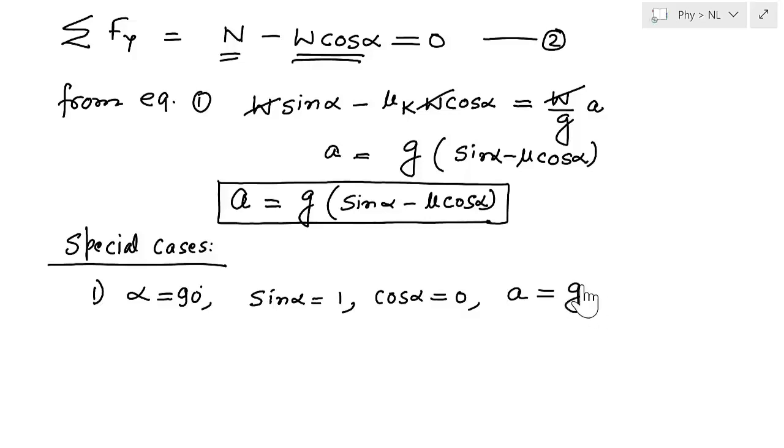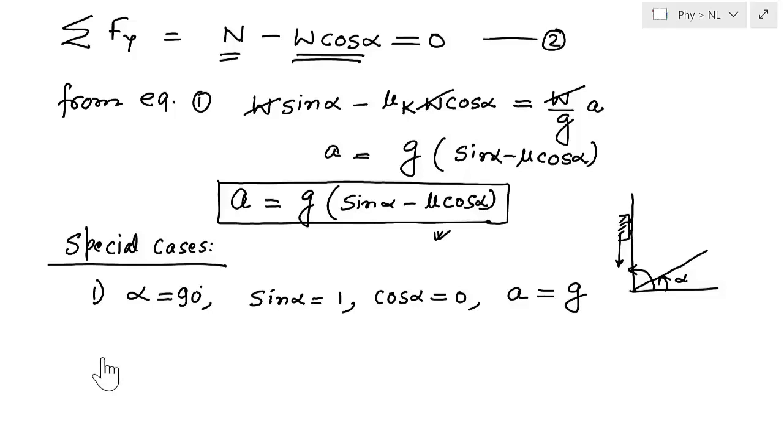And that makes sense, because what will happen in that case? This angle is alpha. If alpha goes to 90 degrees, this means this is your surface and this is your toboggan. So this will fall freely. So when alpha is equal to 90 degrees, you will have a free fall acceleration, and that comes from this expression, that is a equals g.